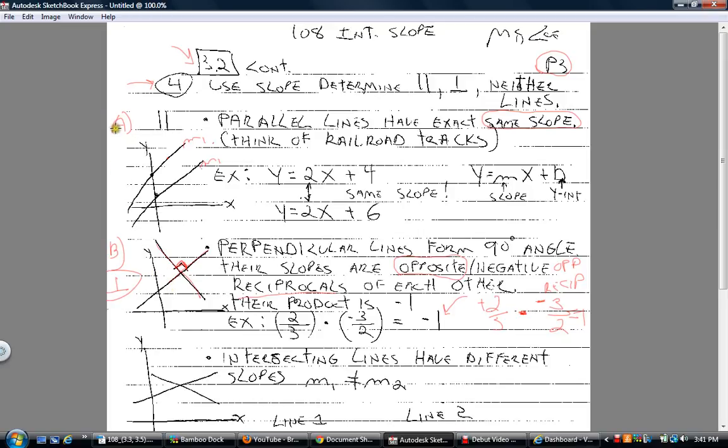Go through the sequence. Are they parallel? If they're the same slope, yes. If they are opposite reciprocal slopes, then they are perpendicular. If you do not have either case A or case B, case C, the default, is they are intersecting lines and the slopes are different, not equal. That's what this is right here: the equal sign with a slash through it, not equal. Such as the slope of one line could be 2/3, and the slope of the second line might be 5/6.